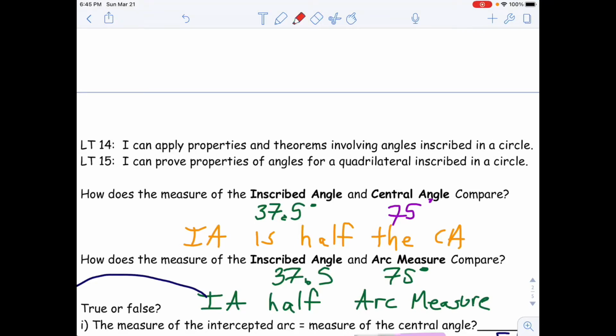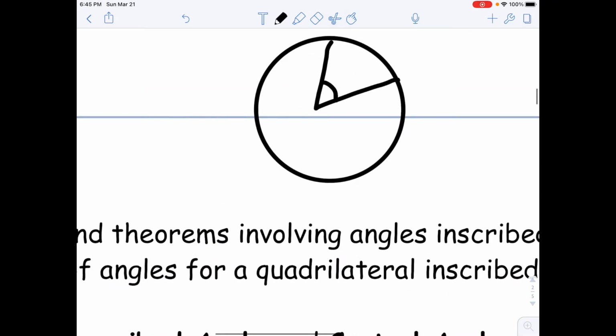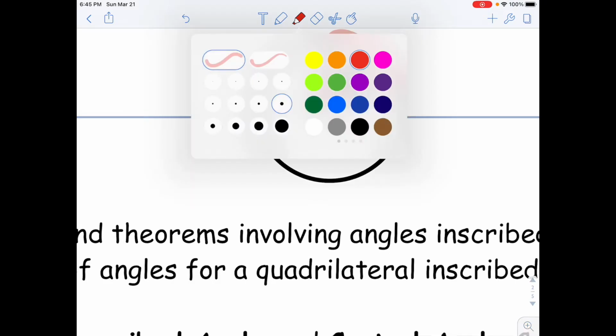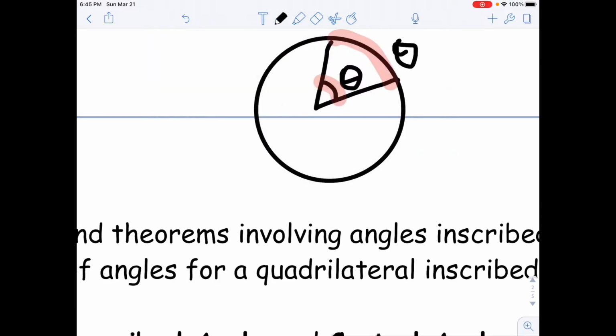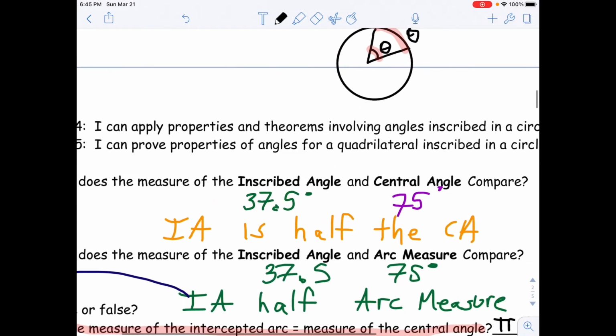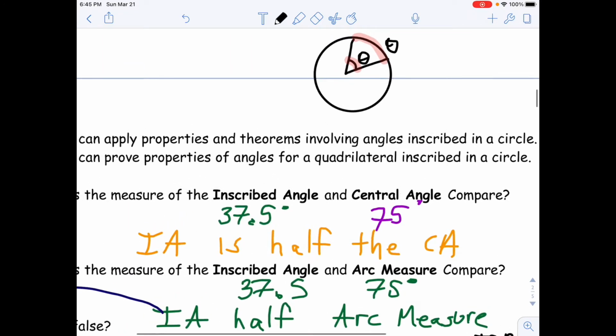Okay, so students, we're right here, and it says the measure of the intercepted arc equals the measure of the central angle, and that's true. And a quick picture up here is we got some random circle. The central angle, remember we'll call that theta in degrees. Remember that's always the same right there. Arc measures equal the central angle. All right, that's just a fact. So that first one is true.